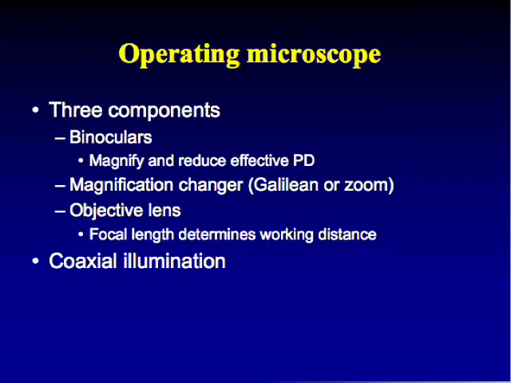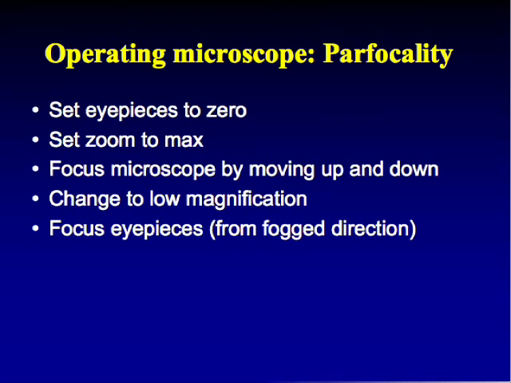The operating microscope, just very briefly, has binoculars, a magnification changer, and an objective lens. When you change your zoom, you'd like it to stay in focus, and ideally you do that before you do your surgery, setting the eyepieces to 0 and the zoom to max. Then you focus the microscope, moving it up and down on the 4x4. Then you change all the way back out to 0, and now you focus the eyepieces again. With those steps, you can make the microscope parfocal so that it won't go out of focus as you zoom in and out during the procedure.